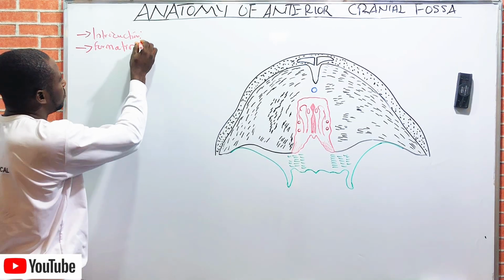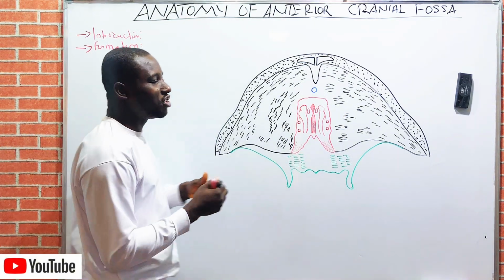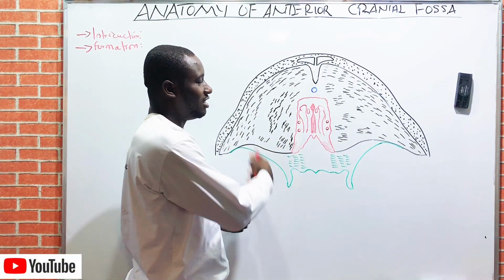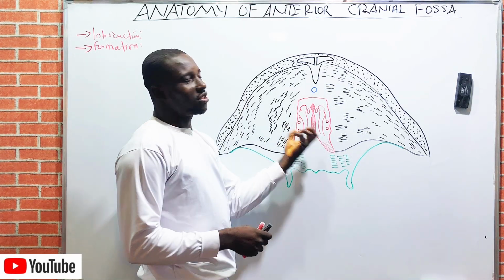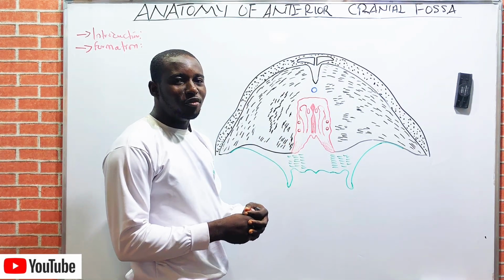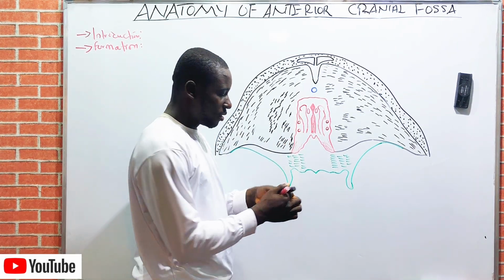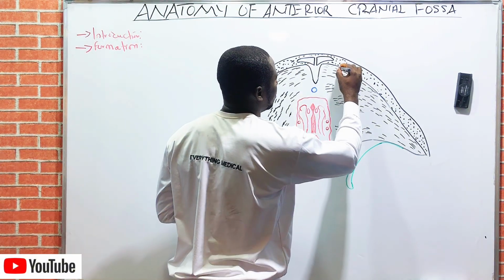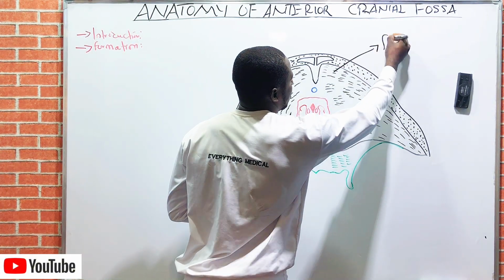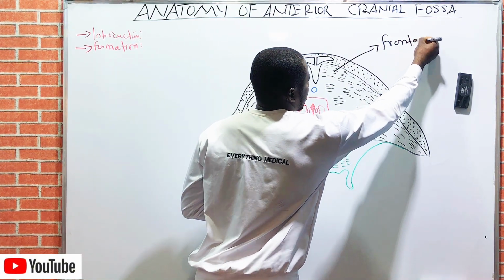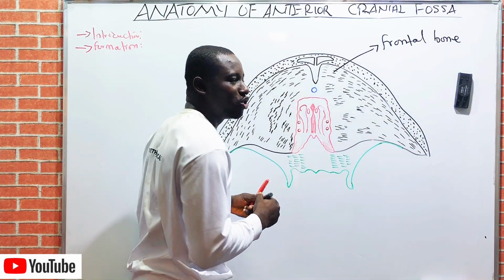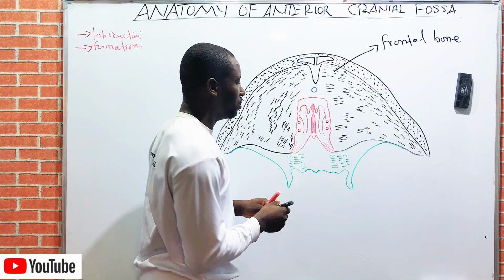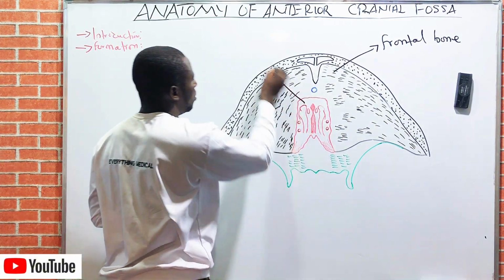The formation. What are those bony structures that form the anterior cranial fossa? As you can see on this diagram, you have three bony structures here. Number one is the frontal bone, and here is the frontal bone. Number two is the ethmoid bone, and here is the ethmoid bone.